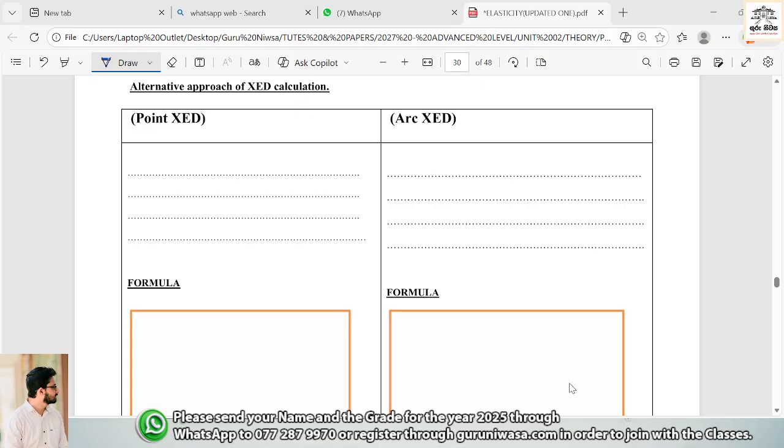Arc is used when the percentage change in the independent variable is more than 10%, or it's relatively higher. You get the point? That's the main difference between arc and point. Point means at a particular point, arc means between two points. Okay, write down the equation. Same equations, you can make small changes.